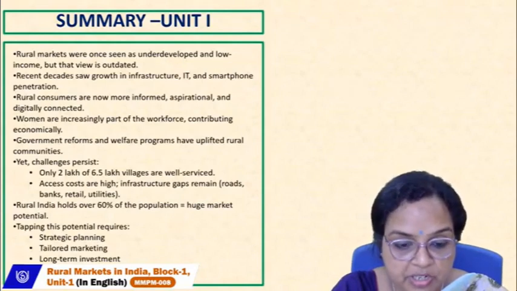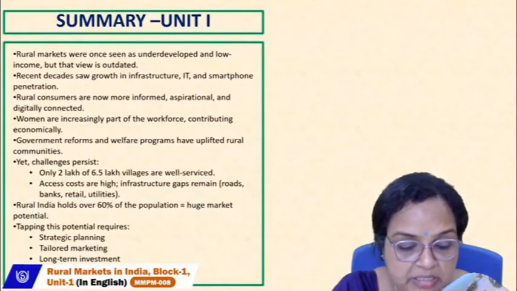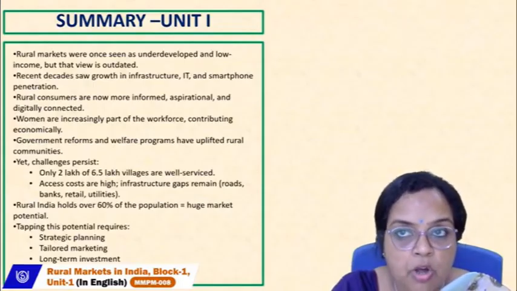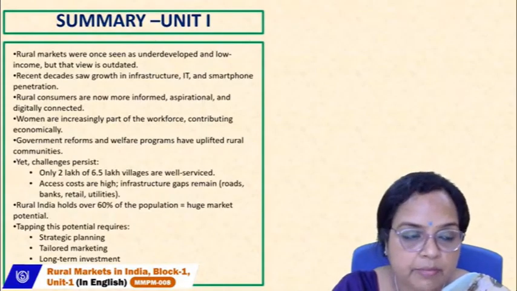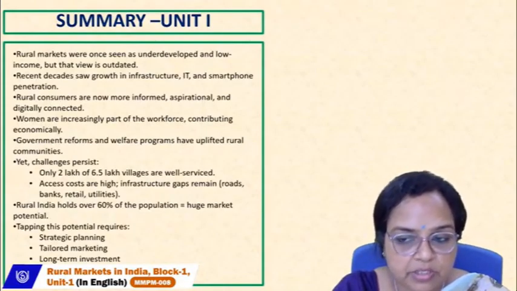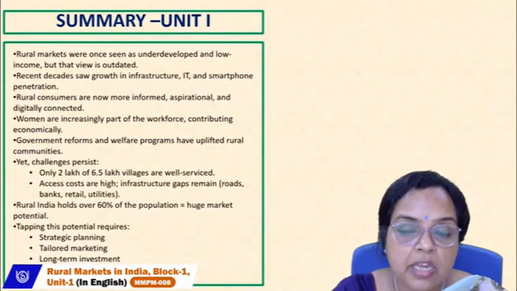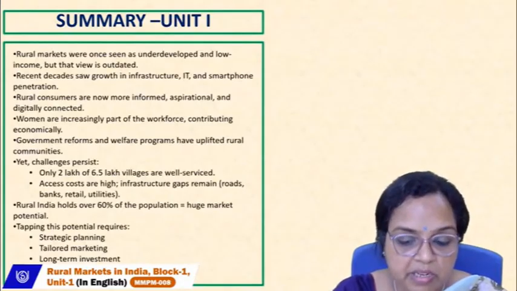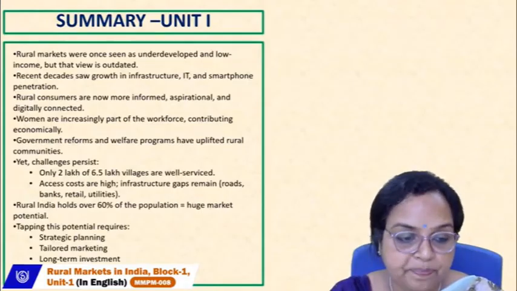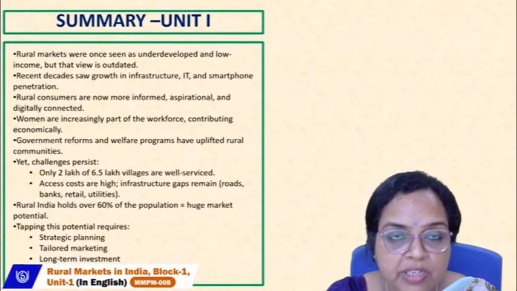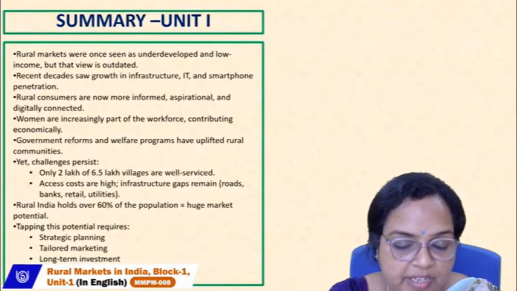Let it be agricultural income, non-farming income, credit and lending system, or underdeveloped infrastructure, and not having particular literacy and education regarding the products. So when a marketer is developing a product, he has to think strategically by keeping all these factors on the table. Tailored marketing. As we know, a one-size-fits-all formula will not work here.